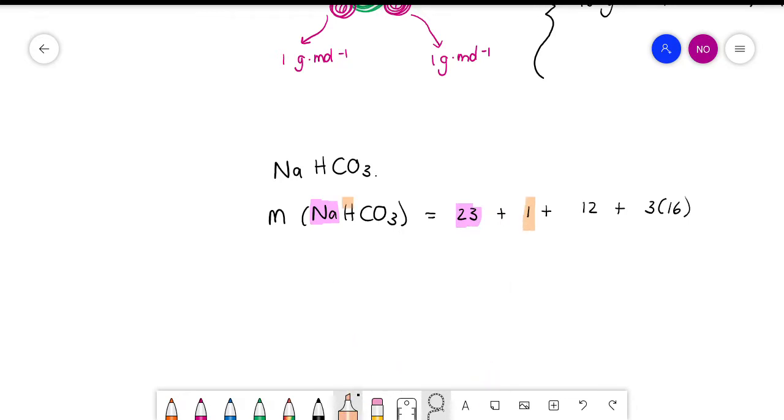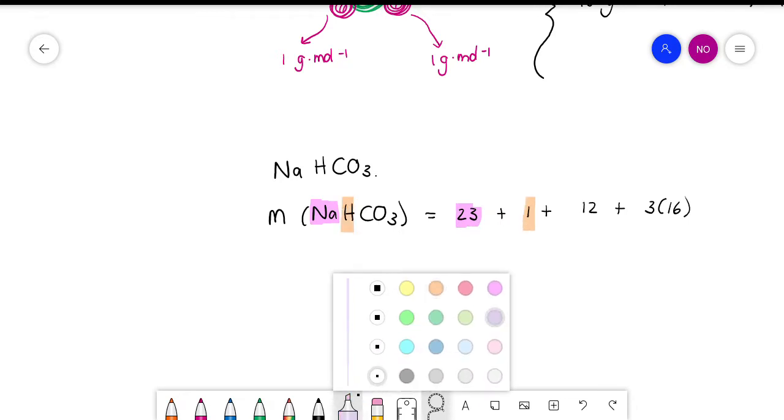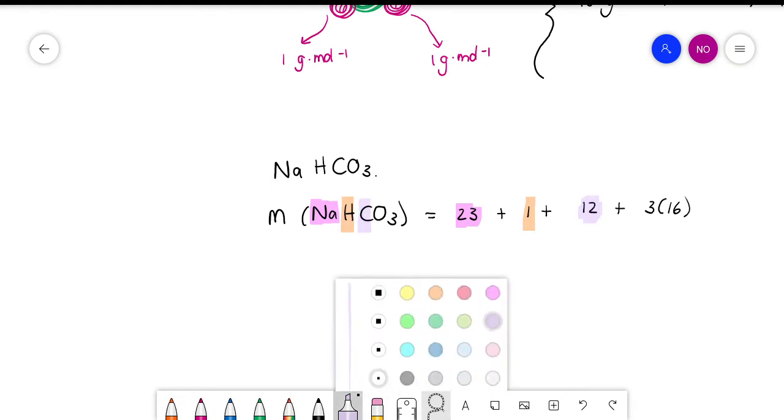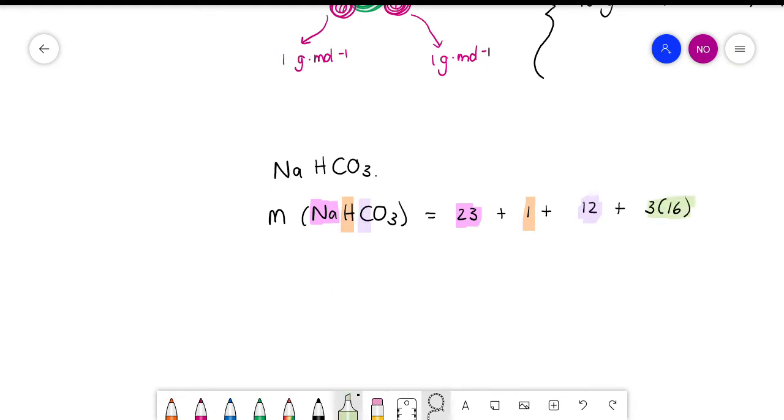Daai een kom van daar af. Daai kom van daar af. En almal van daai kom van daai af. Almal by. Meaning that the relative mass will be 84 grams per mol. Nou wil ons gaan uitwerk van daai 84 gram per mol. Hoeveel dra elkeen van daai 4 verskillende soorte atome by? You guys see it's made up of 4 different ones.